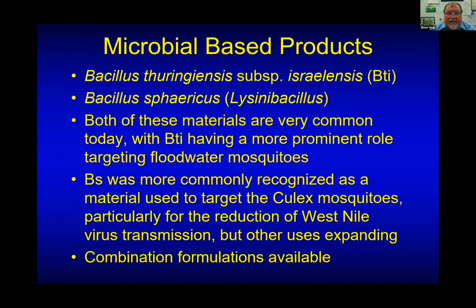Microbial-based products: Bacillus thuringiensis subspecies israeliensis, or BTI, is probably the most common. Again, Bacillus sphaericus is also available. Both of these materials are very common today, BTI probably having a more prominent role in targeting floodwater mosquitoes. Bacillus sphaericus was more commonly recognized as a material used to target Culex mosquitoes, particularly for the reduction of West Nile virus transmission, but the other uses are expanding.